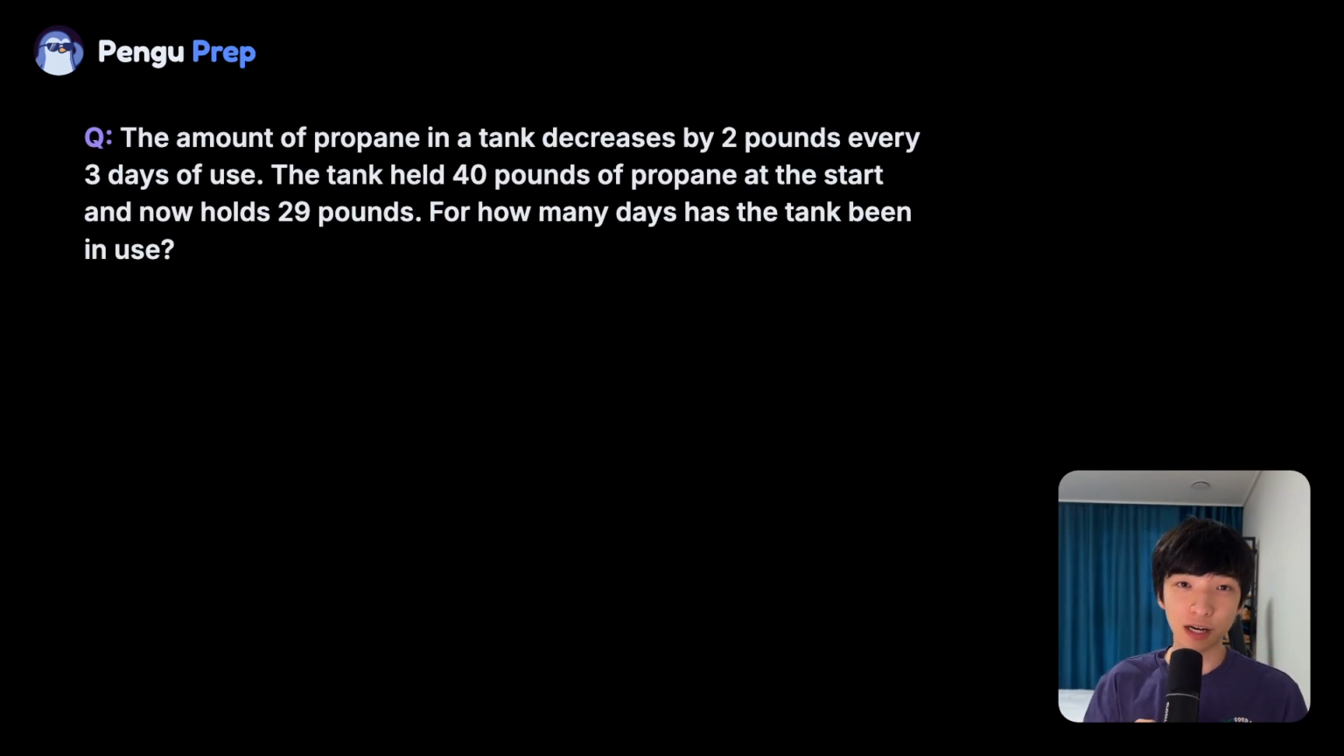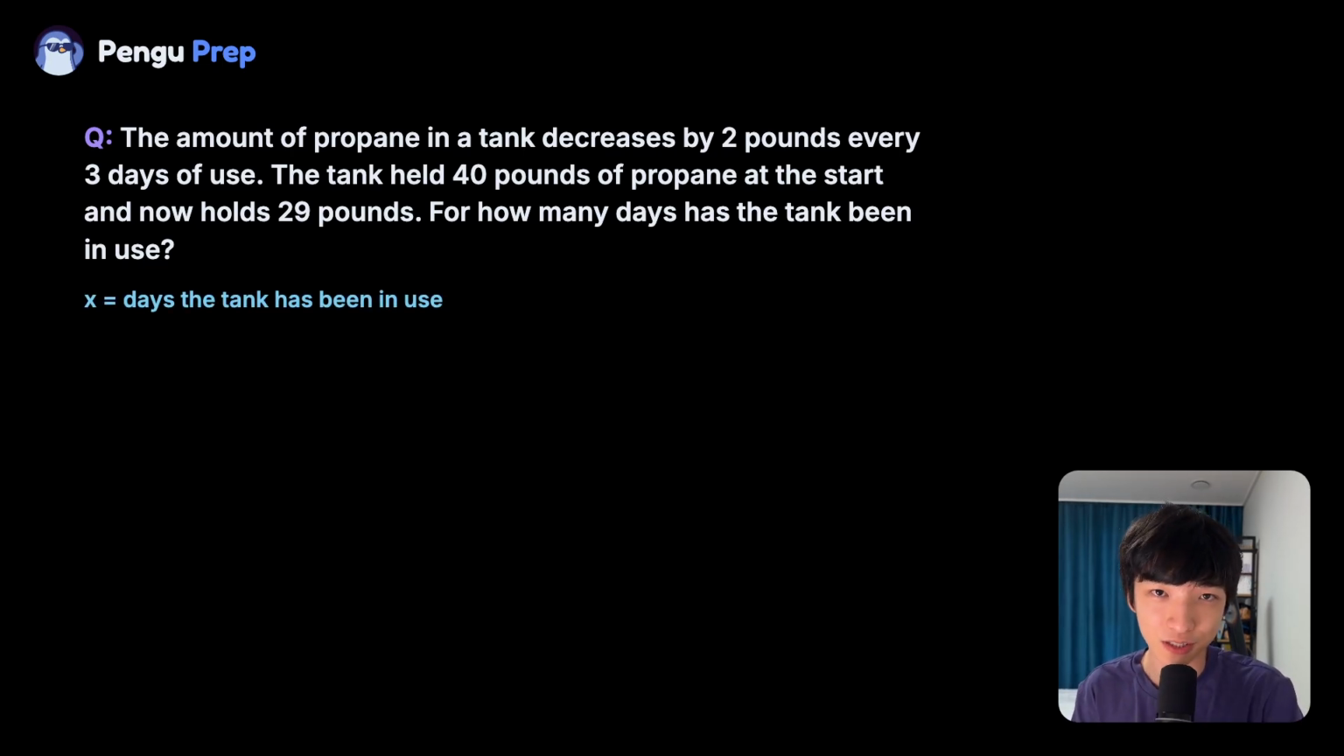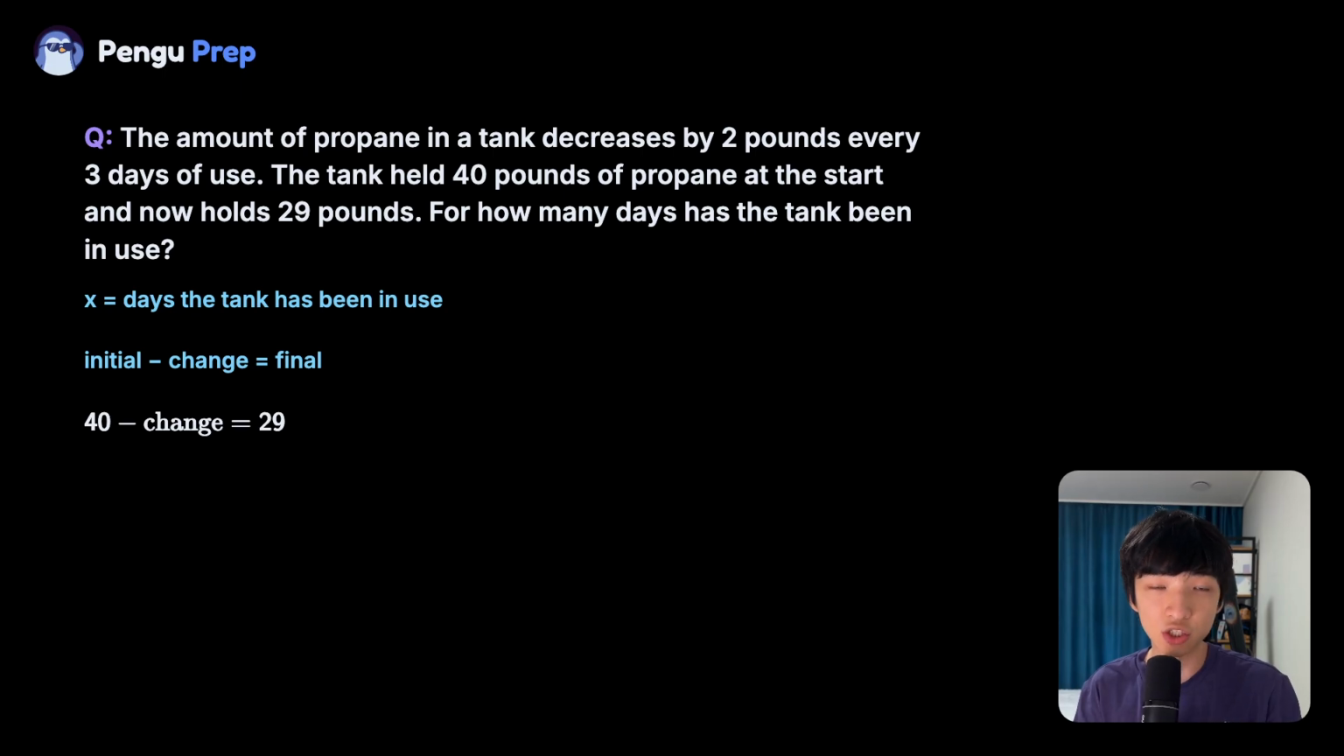Now pause the video and try this problem yourself. Done? What are we trying to find? We're trying to find for how many days the tank has been in use. And what is the equation that we can set up? The initial amount of propane minus the amount of change in propane equals the final amount of propane. So we get 40 minus the change equals 29.